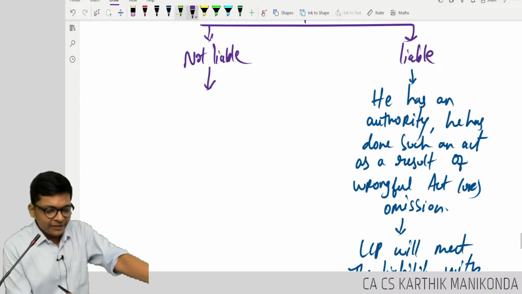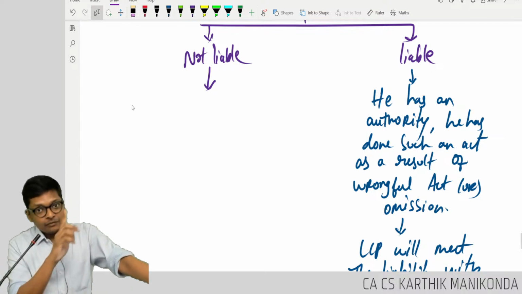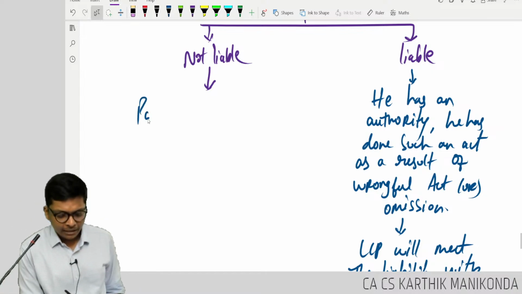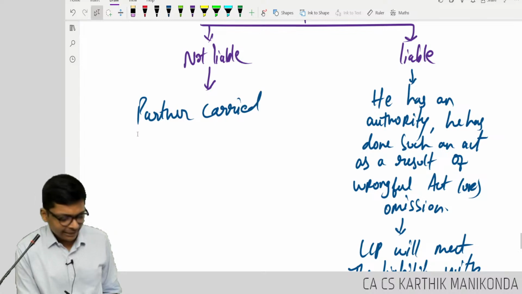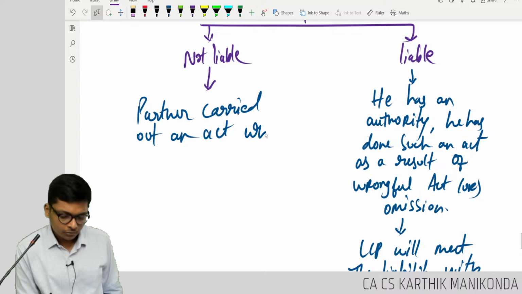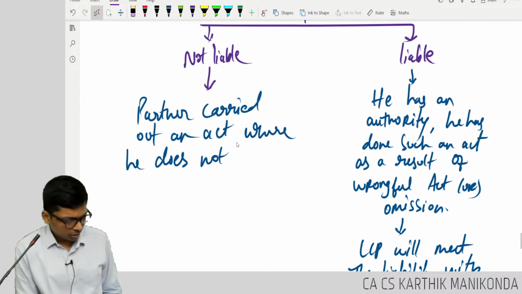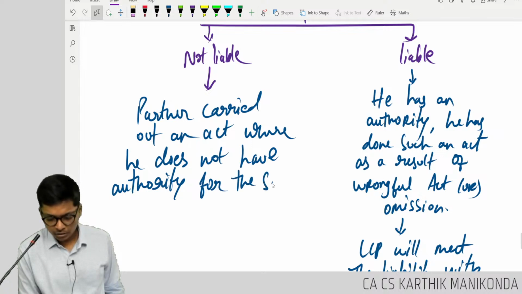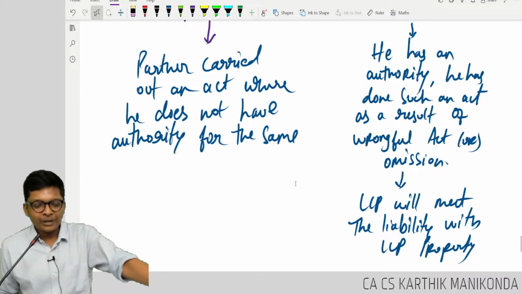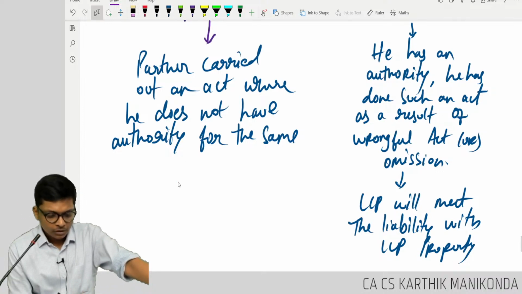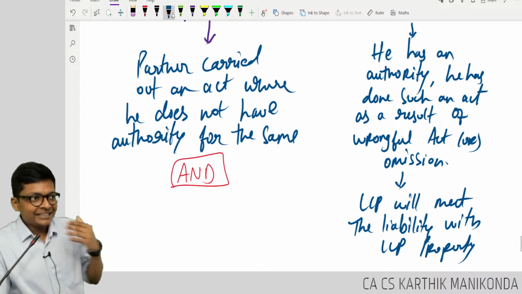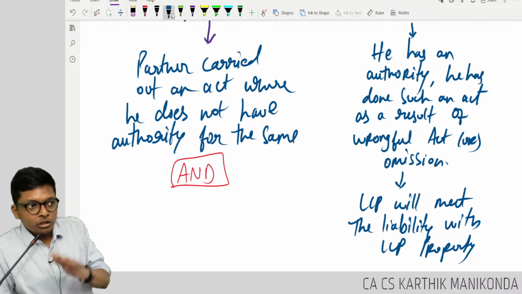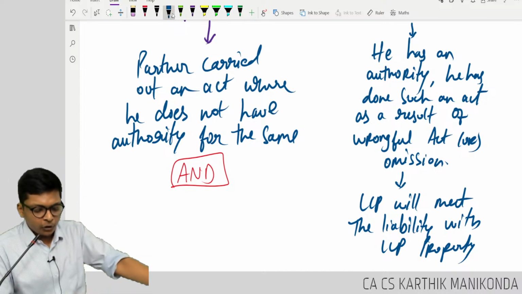Next, not liable. When are you not liable? In which case? Rohit Sharma did something without having the authority. That only we are going to write. Not liable: partner carried out an act where he does not have authority for the same. Are you following, guys? Easy to understand now. And whether Ashish Nehra knows or not, Rohit Sharma hit Nita Ambani, whether Nita Ambani knows or does not know, it doesn't matter. Are you following, guys?